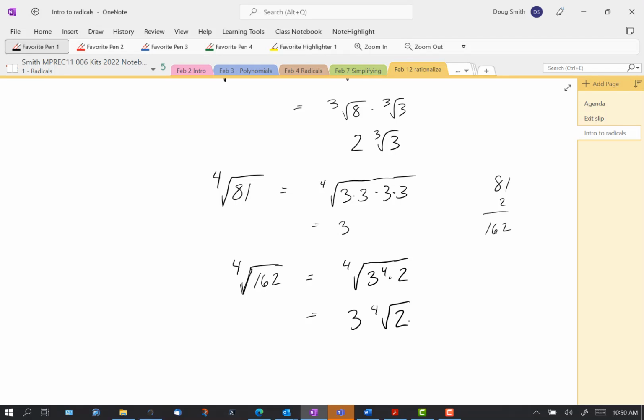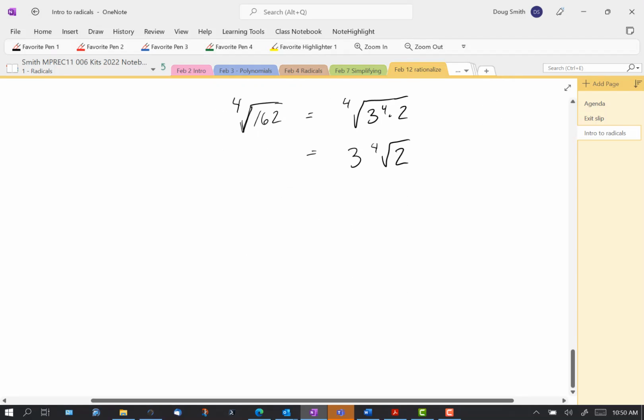We can also go the other way. We could go from, say, 3 root 3. What would that look like as an entire radical? Well, 3 can be represented as 3 squared, but the square root of that. So that's equal to the square root of 9. So 3 root 3 is equal to square root of 9 times square root of 3, which is equal to the square root of 27.